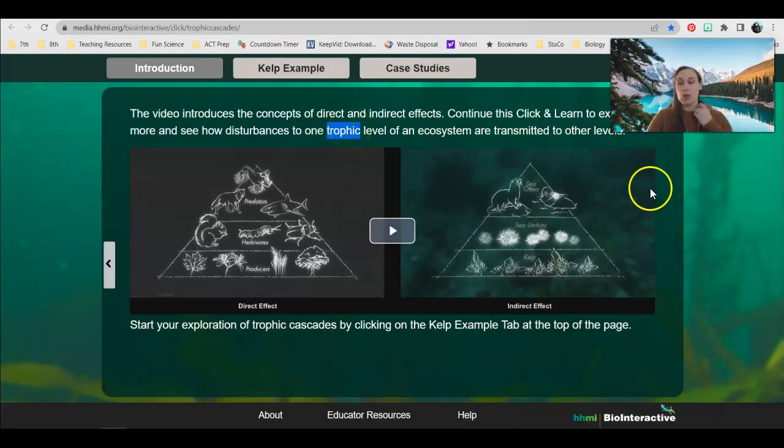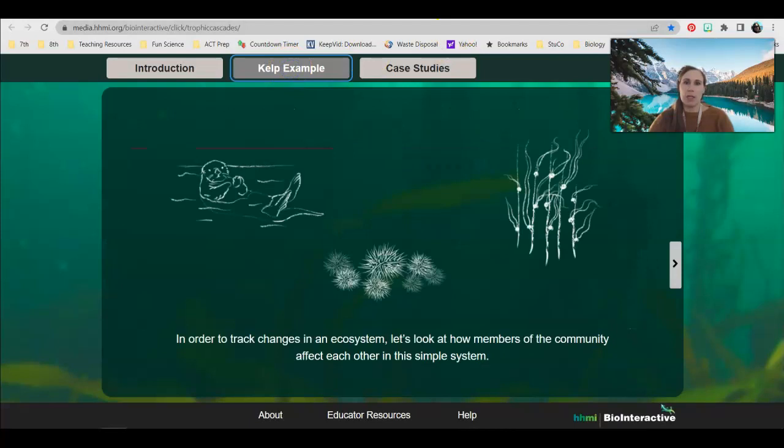So if we're talking about trophic levels, it's how these levels get energy. The primary consumers eat the producers, so they get their energy from the producers. It's just kind of a big food web. Okay, let's go ahead and click on our kelp example.